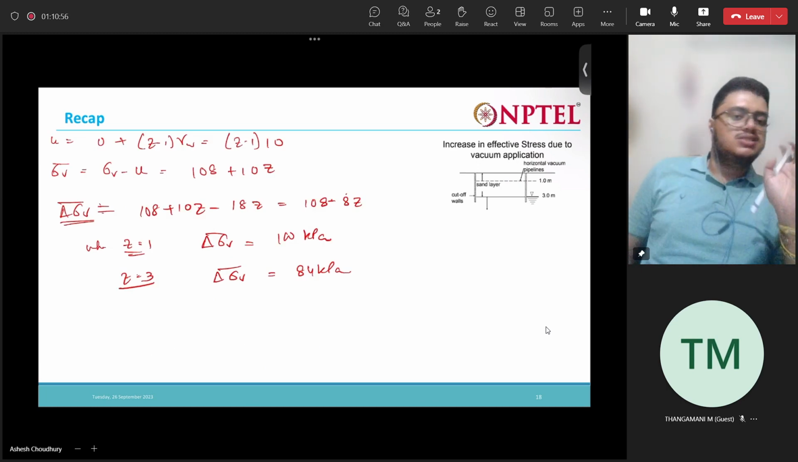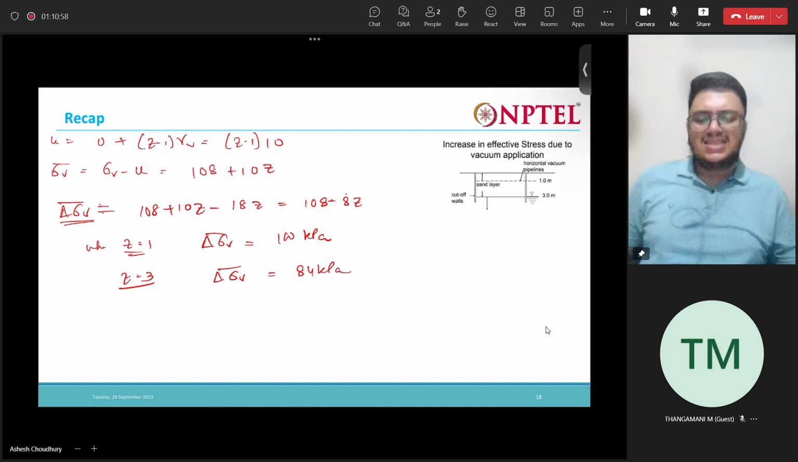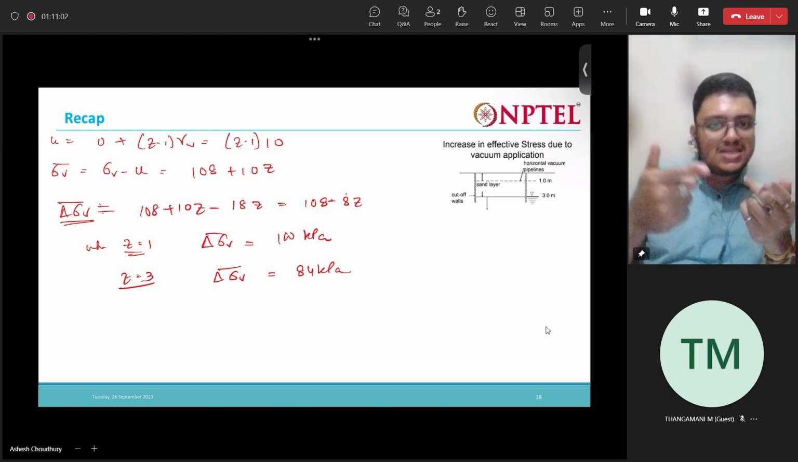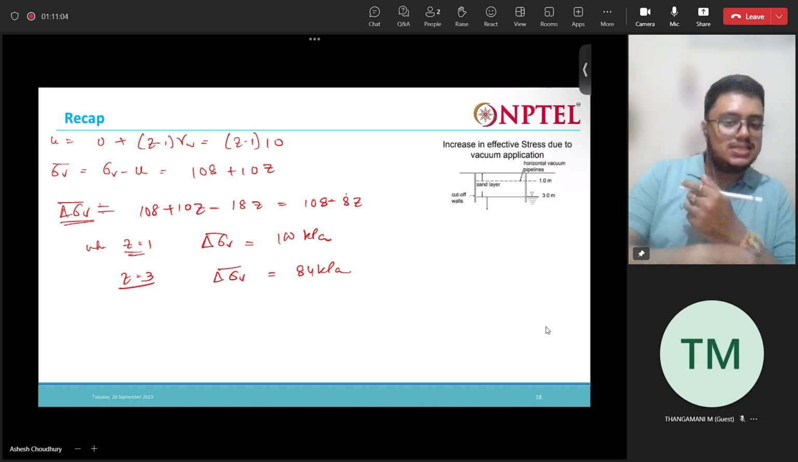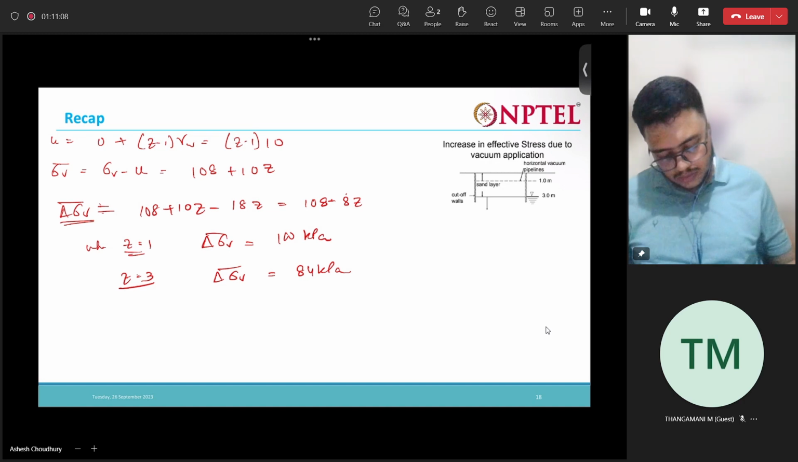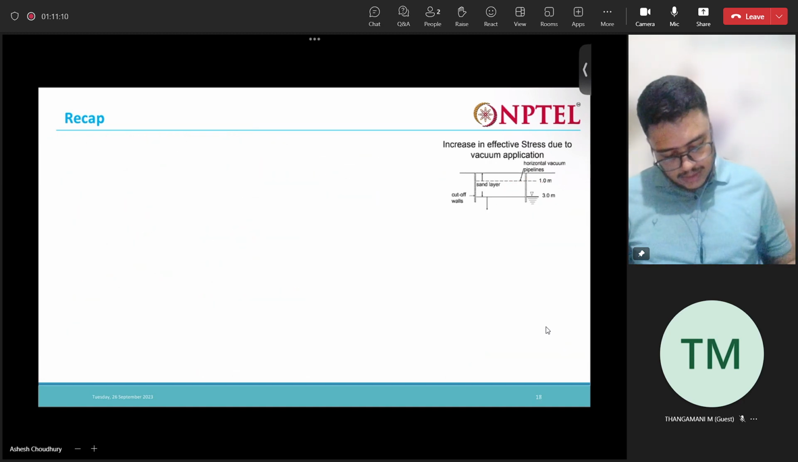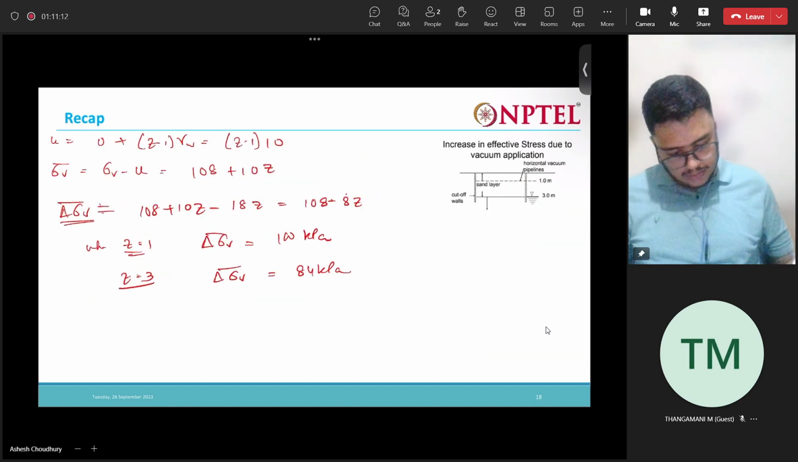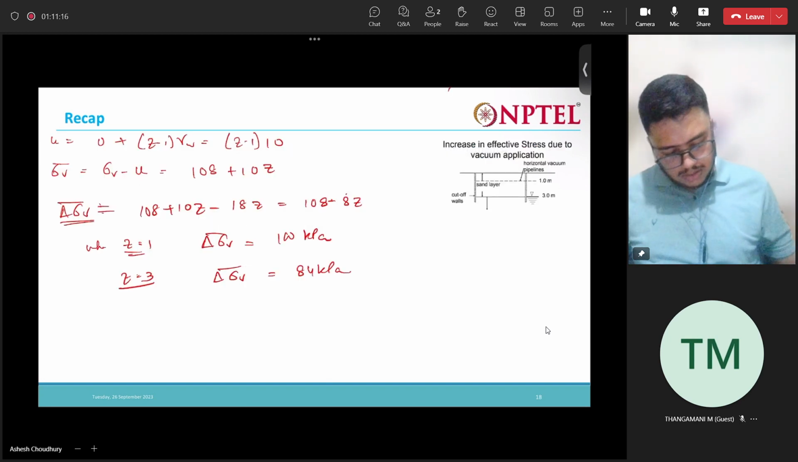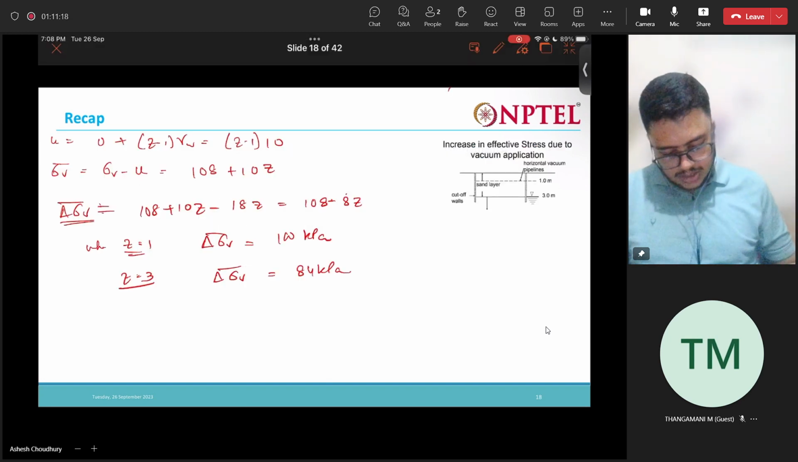This is the case of the sand layer. It is not that important to us. The main thing is that we need to see how much increase in effective stress is actually coming in our clay layer. So let us see that now.